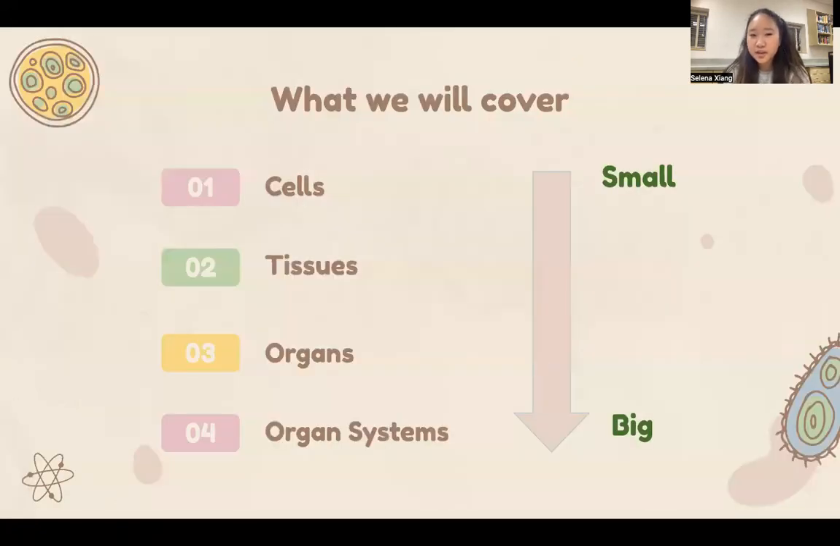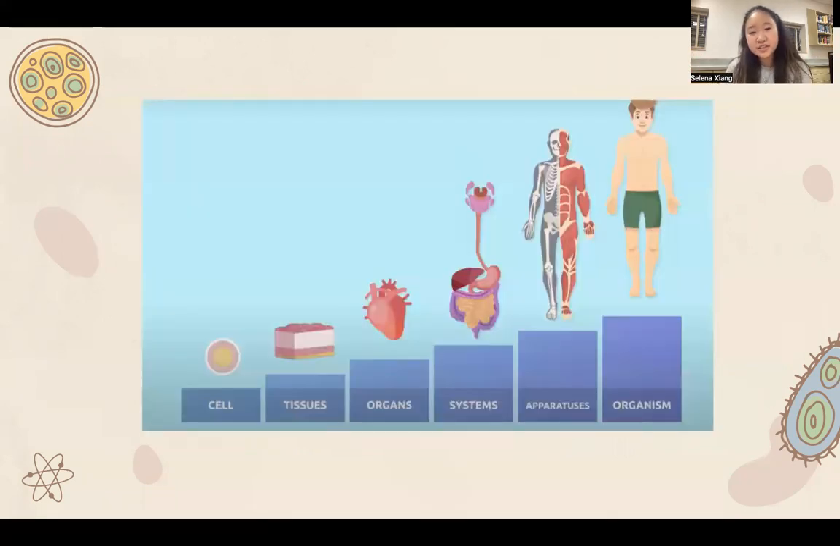So this is what we're going to be covering in our lesson today. We're going to be going from small scale to a much larger scale. So we're going to start off small with cells. Then we're going to move into talking about tissues, organs, and finally organ systems, which are the biggest. So here's another diagram drawn out.